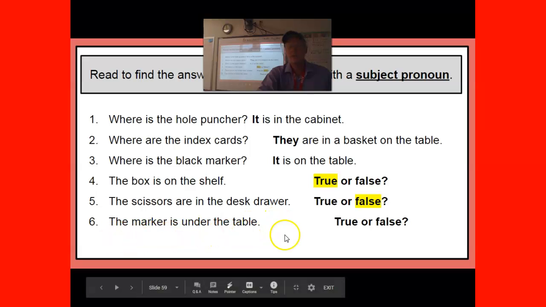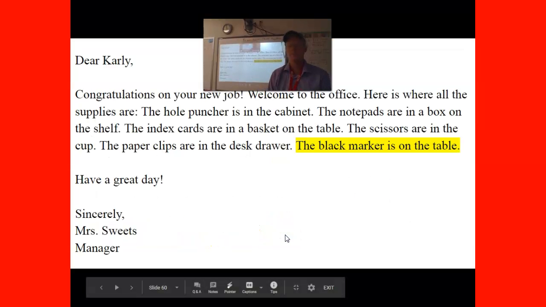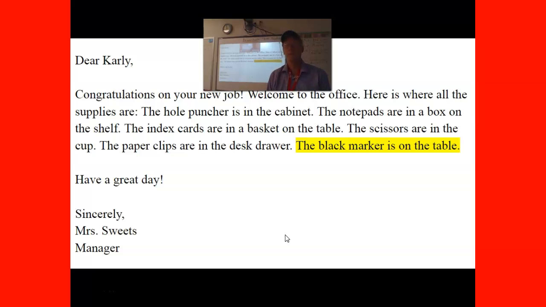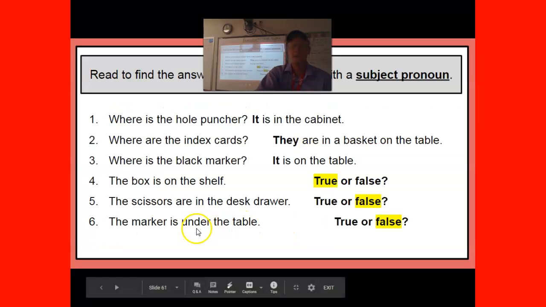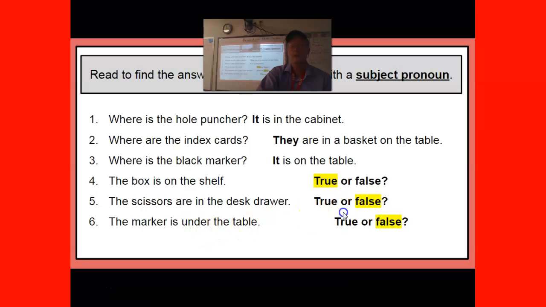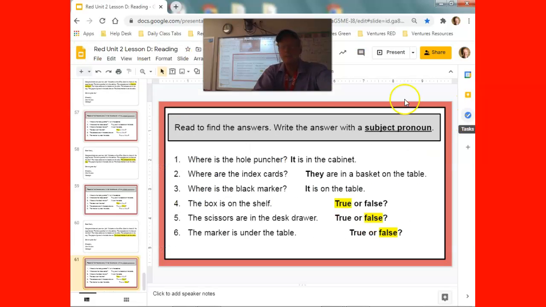The marker is under the table. Be careful. Be careful. Read it. The black marker is on the table. Yeah, it's false because it says under the table here. Okay, yeah, false. Okay, that's the end of our beautiful lesson. Good job.